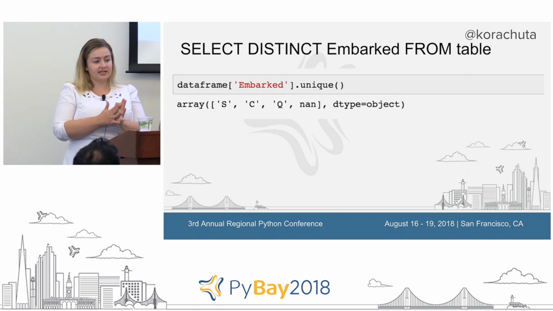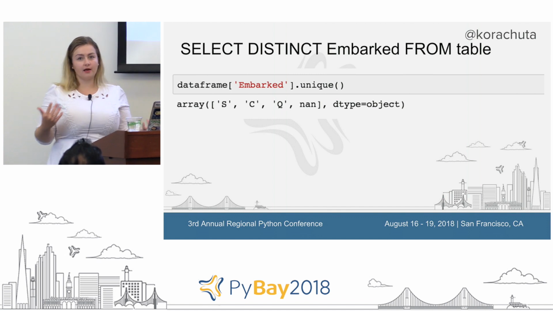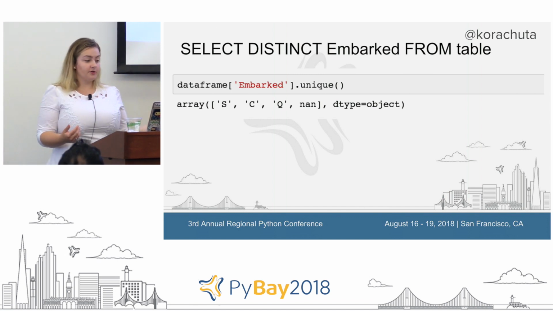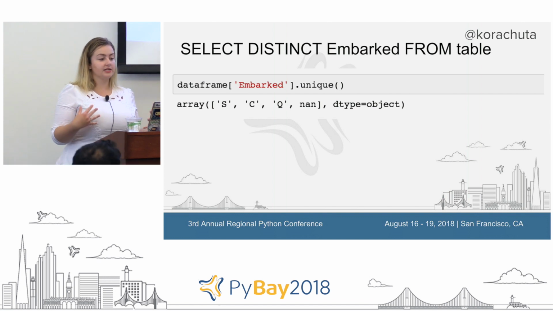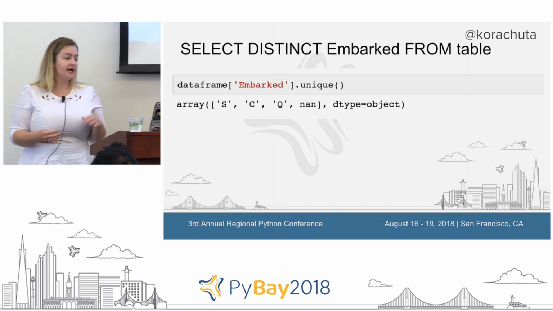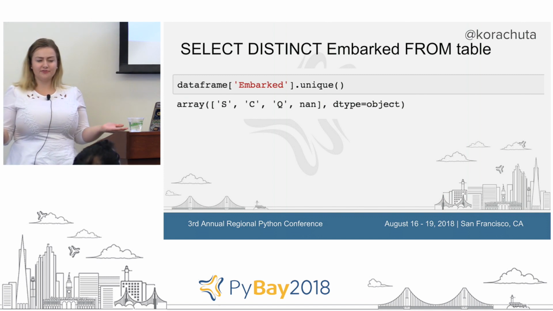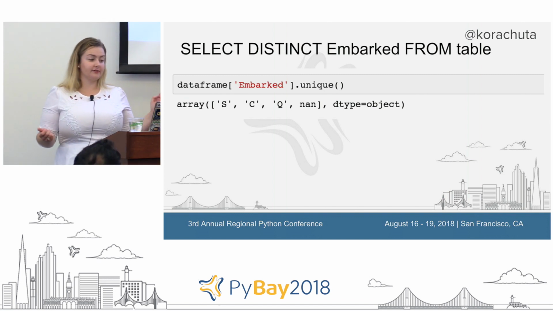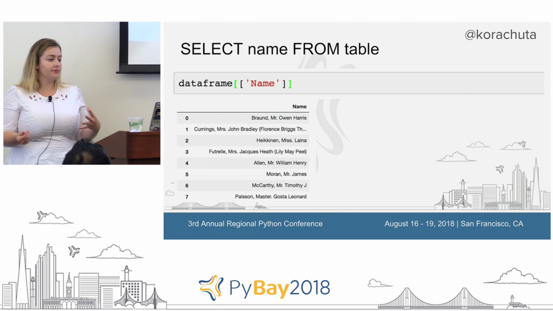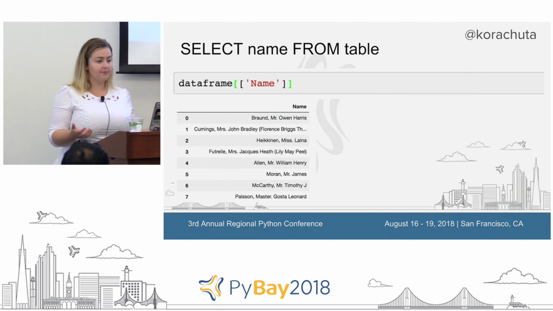Now, select distinct embarked is just a column I picked at random from table. So we just ran .unique() on that column name, and we can see that there are 4 outputs there, S, C, Q, which I don't really know what they mean, and then there are null values, which also show up here.